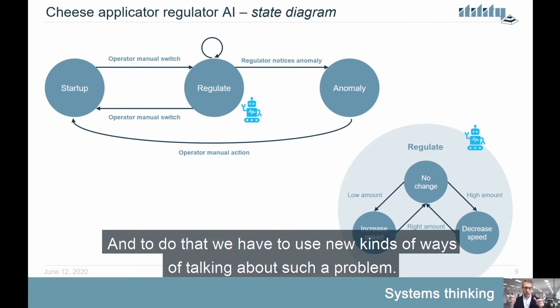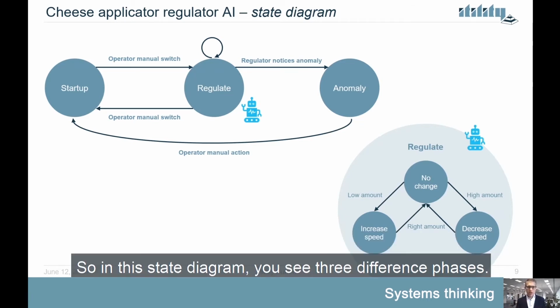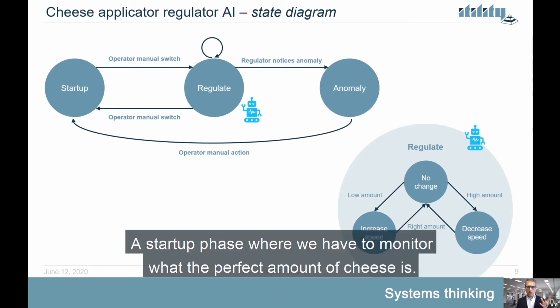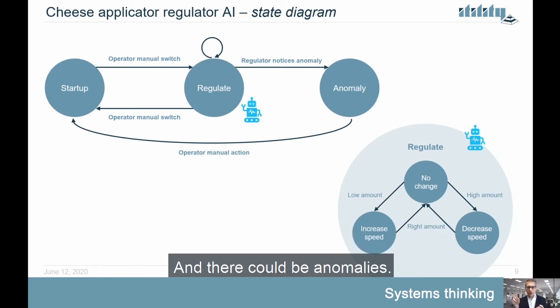And to do that, we have to use new kinds of ways of talking about such a problem. And for example, we're using state diagrams there. So in this state diagram, you see 3 different phases: a startup phase, where we have to monitor what the perfect amount of cheese is. Then we have a regulate phase, where we have to control the cheese applicator in the right way. And there could be anomalies.